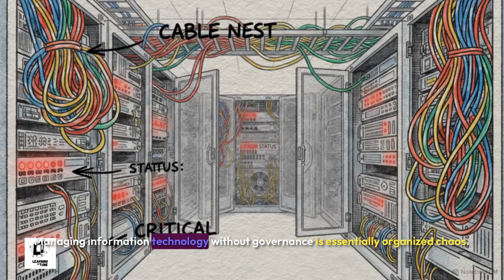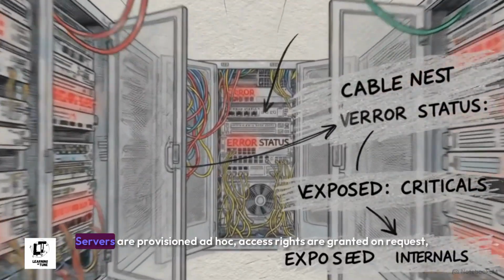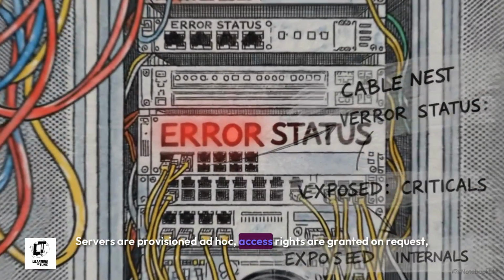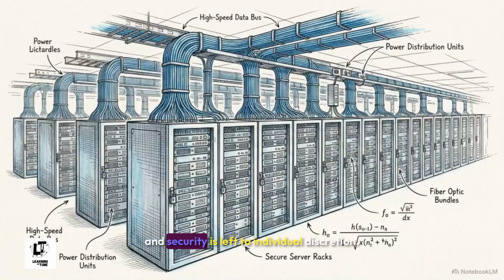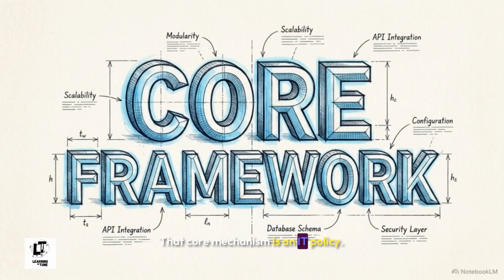Managing information technology without governance is essentially organized chaos. Servers are provisioned ad hoc, access rights are granted on request, and security is left to individual discretion. To convert a scattered data environment into a secure, predictable architecture, an organization requires a mechanism to enforce order. That core mechanism is an IT policy.